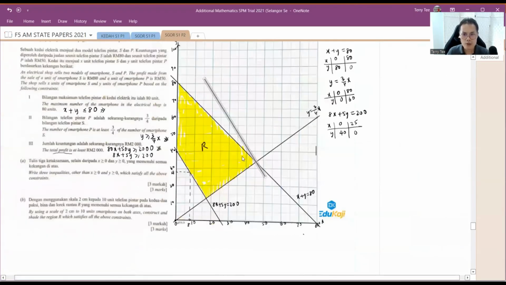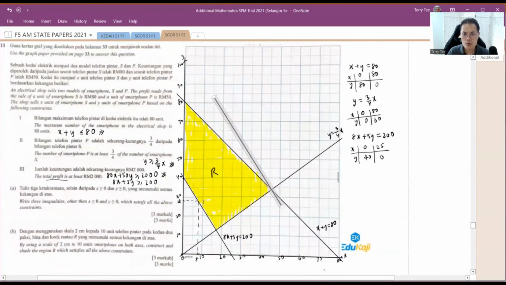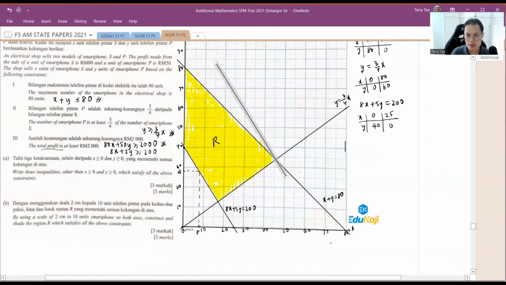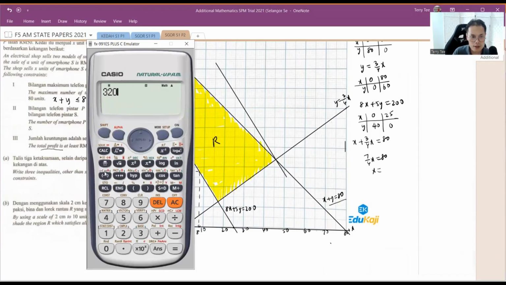Okay, one way to double check your answer, guys, is to use simultaneous equations. Now picture this. The line x plus y equals 80 and y equals 3/4 x do meet. So I'm going to secretly work this out because my line sometimes may not be super accurate. So this is 7/4 x equals 80. My x is 320 divided by 7. I should get 45.7 something.